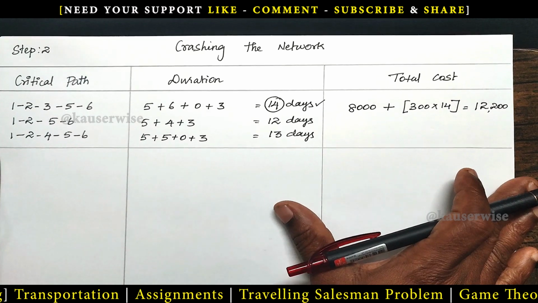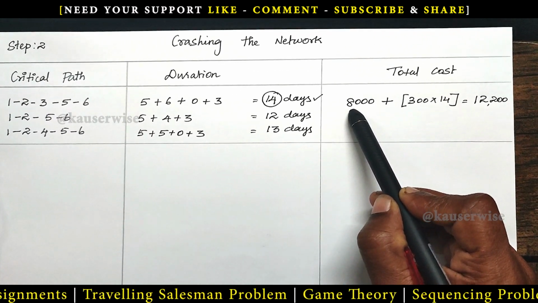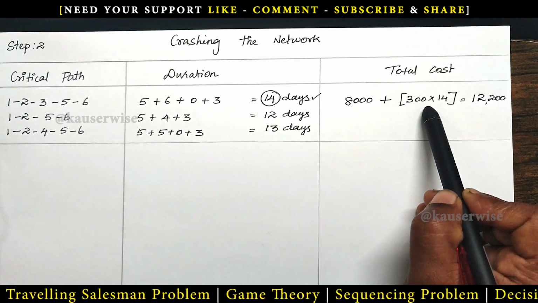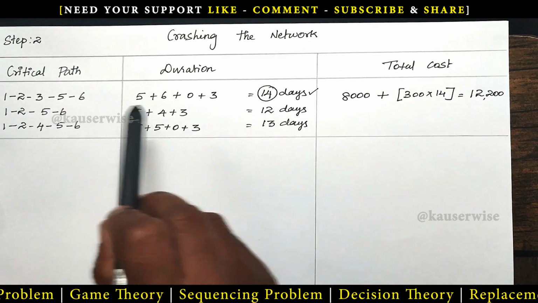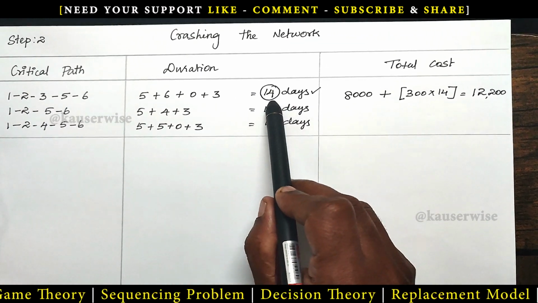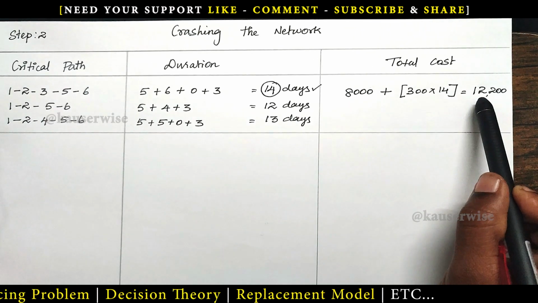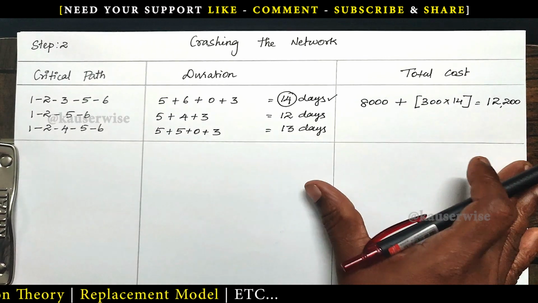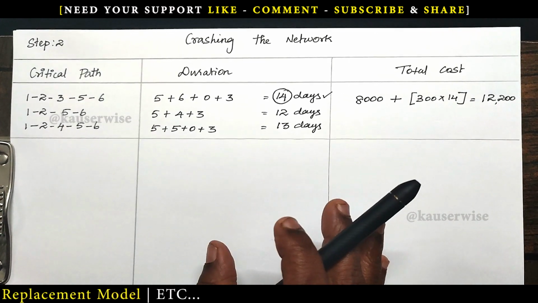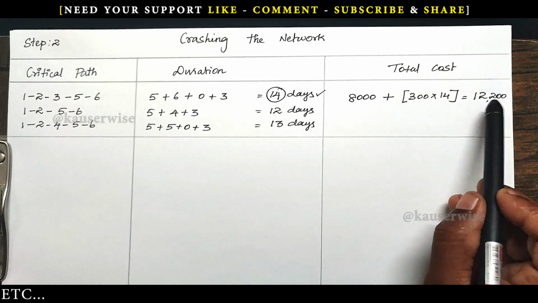Okay. See the solution table. We have calculated total cost. So direct cost 8,000 plus indirect cost 300 per day. So how many days to complete the project? Critical path, 14 days, the maximum period. So 14 into 300 plus 8,000 is equal to 12,200. This is the total cost. Now we need to crash the network in order to minimize the duration as well as minimize the cost.